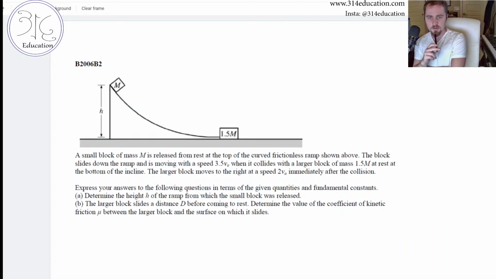Okay, so we've got a small block of mass m released from the top of a curved frictionless ramp shown above. The block slides down the ramp and is moving with a speed of 3.5 v naught when it collides with a larger block here. So we're coming down, and then we hit this block when we're traveling at 3.5 v naught, and then this flies away at a speed of 2v naught.